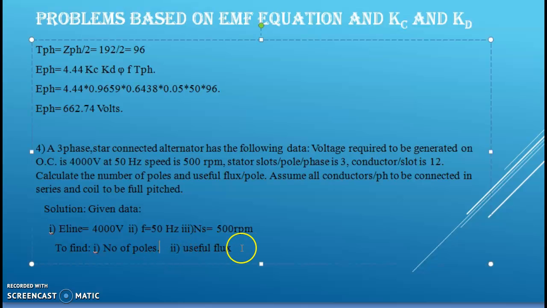Then next is the useful flux. To find the useful flux we will again use the same formula of EPH. In this, EL they have given as 4000, which you have to convert into EPH by dividing by √3. Then 4.44 as it is, Kc is 1 for this problem, Kd you will find, F is 50, and TPH you also have to find by using the data of number of conductors. Then you will get the value of the useful flux.